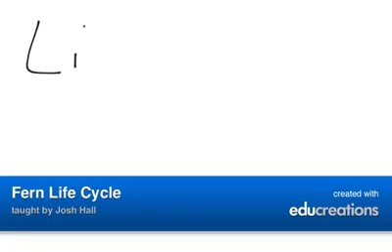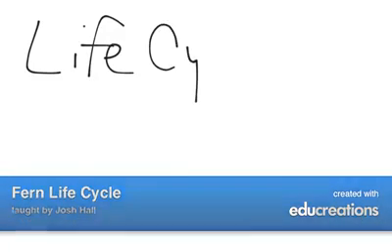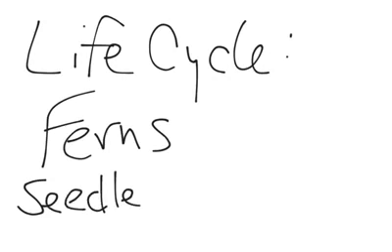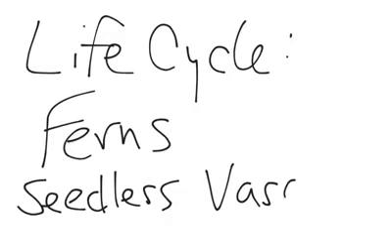This is going to be another life cycle video, but this one is going to have to do with our first type of vascular plant, the ferns. And the mosses represent our non-vascular plants. The ferns are going to represent our seedless vascular plants. So most of our vascular plants have seeds, which we'll learn later. But the ferns are going to represent these seedless vascular plants.